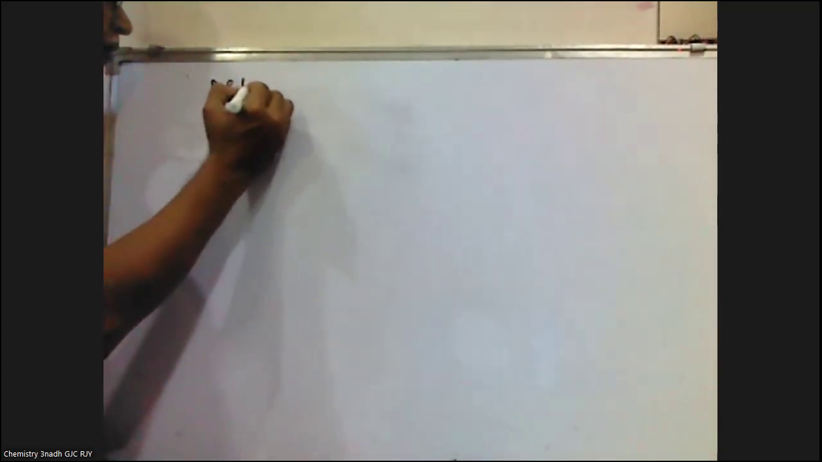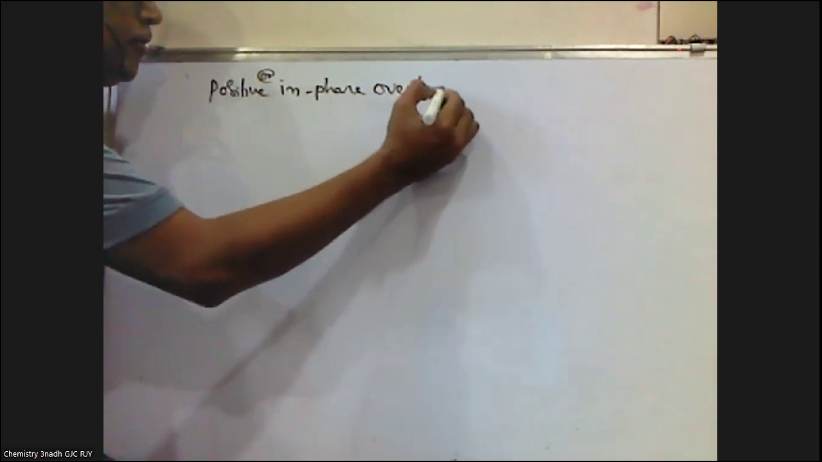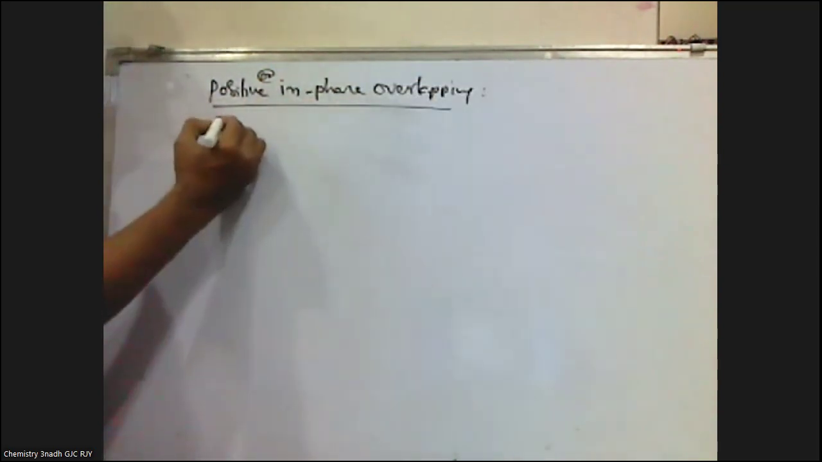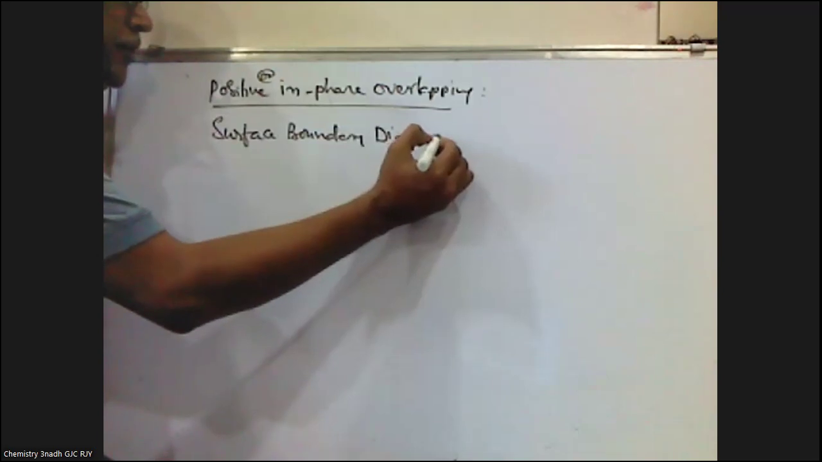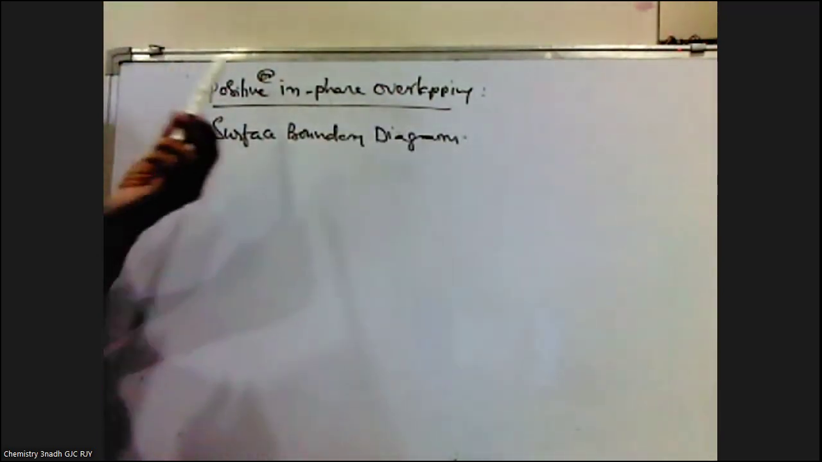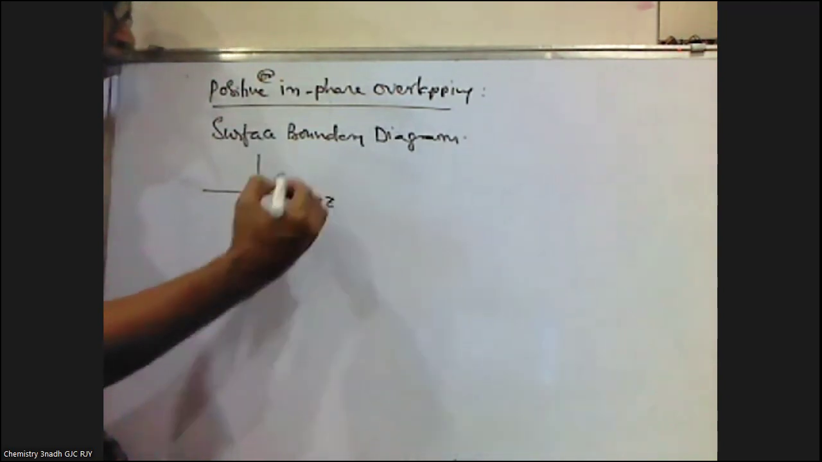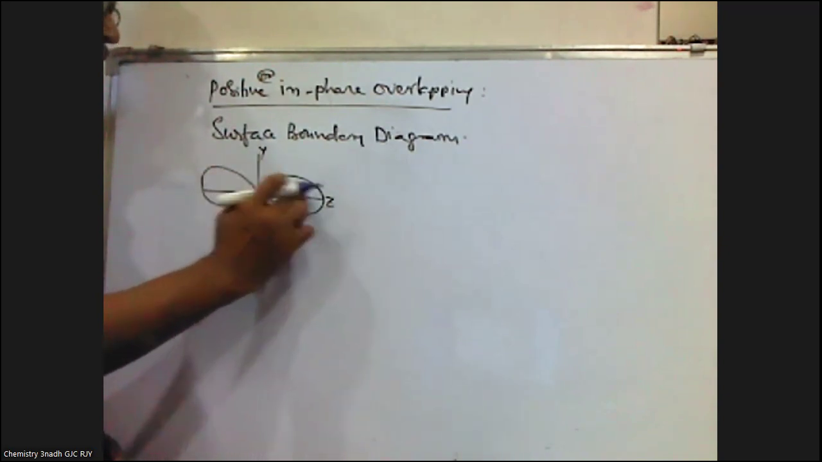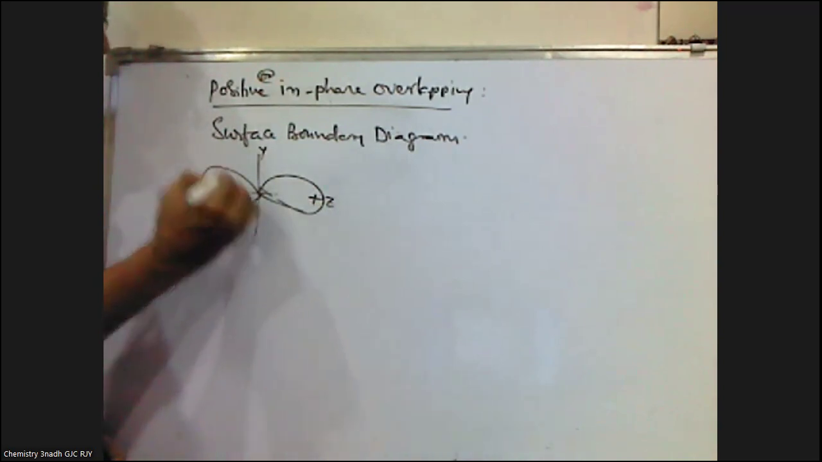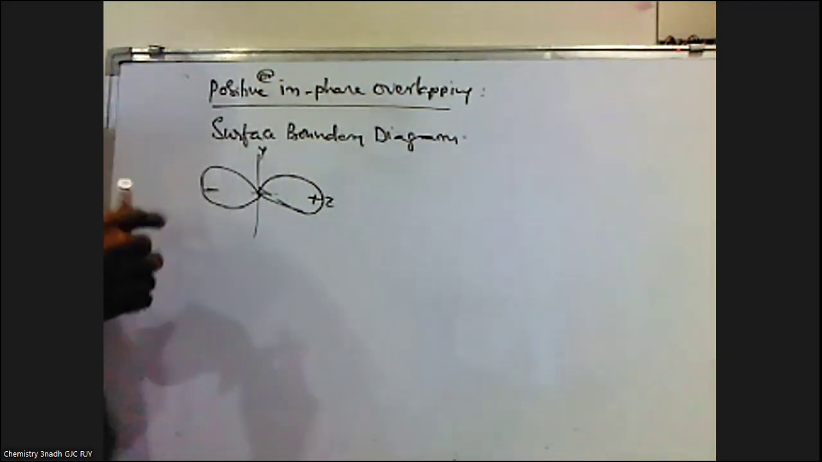The positive or in phase overlapping. Surface boundary diagrams. For positive or in phase overlapping, if you take a pz orbital, let the z axis be as shown. This is the pz orbital. We know that it has a positive lobe and a negative lobe. One lobe is above the plane and the other lobe is below the plane.